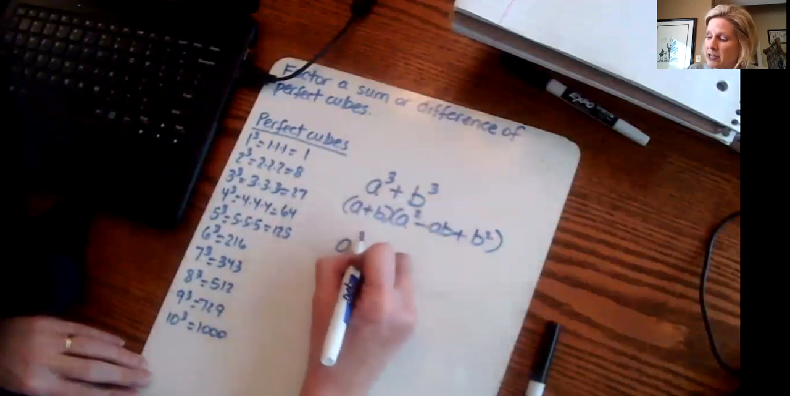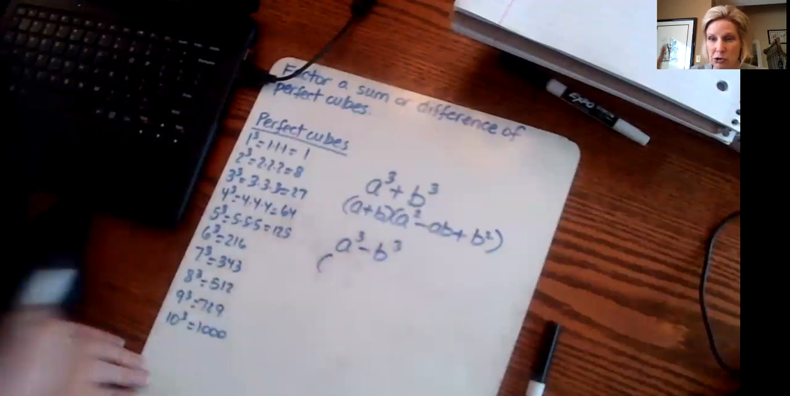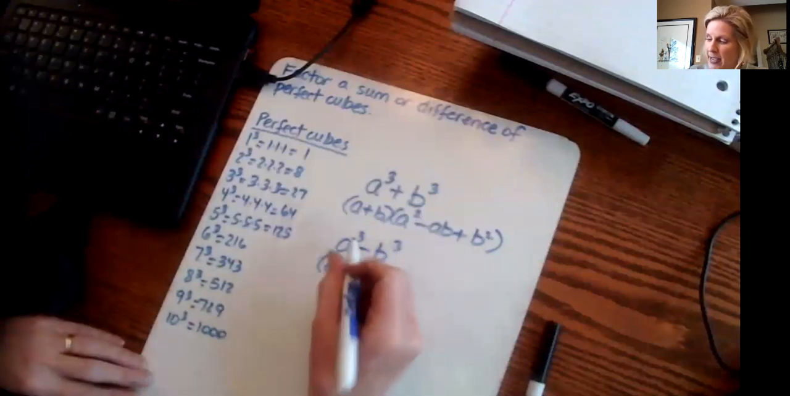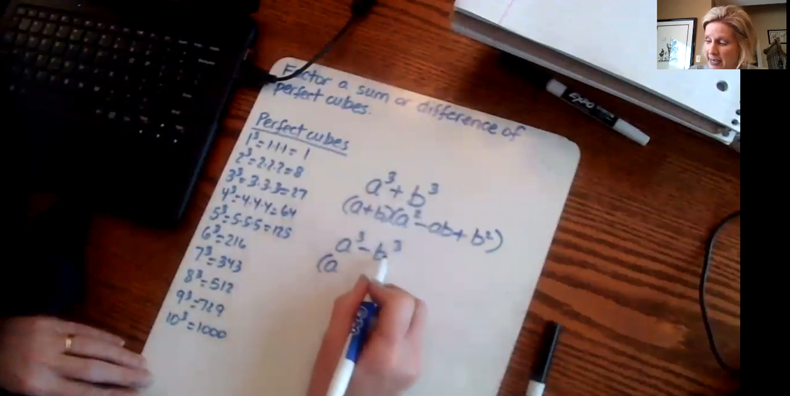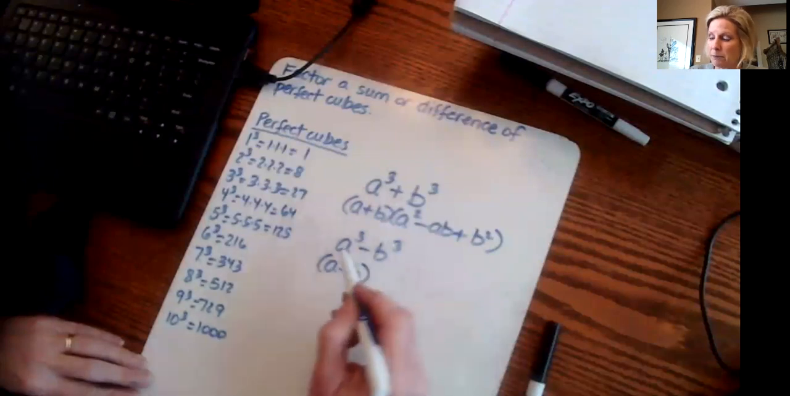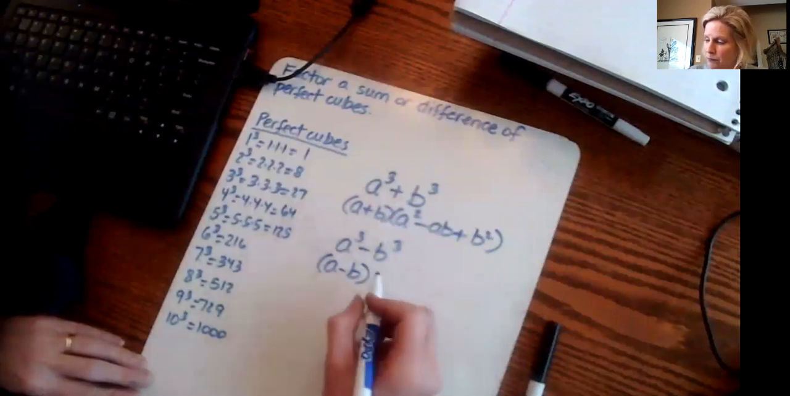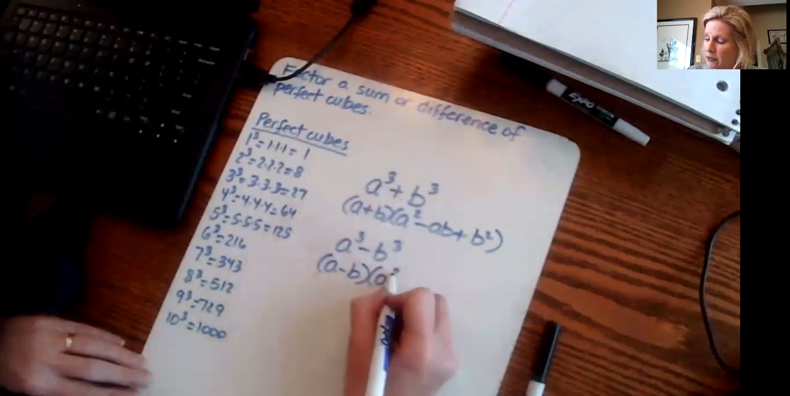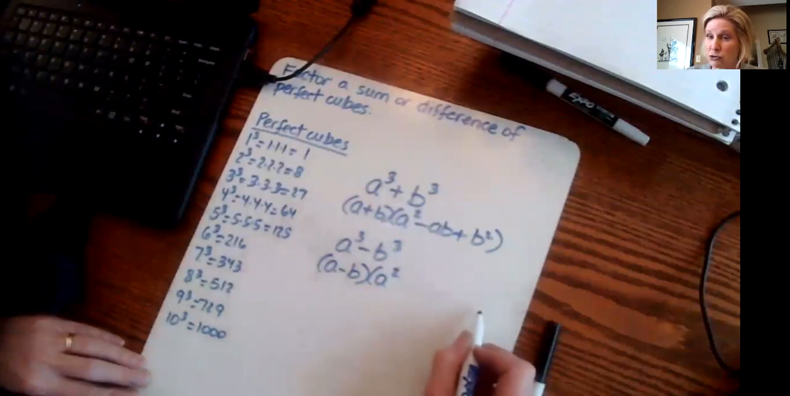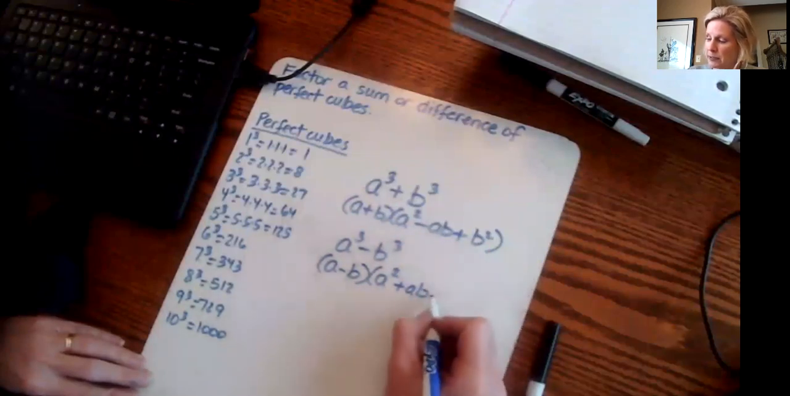If I said a cubed minus b cubed, it's the exact same structure, but instead of a plus b, it's a minus b. So the sign in the original problem matches the sign in the first set of parentheses, or in the binomial. Now, your second set of parentheses is a trinomial. So it's a squared. Instead of minus ab, it's plus ab, but it's going to be plus b squared.